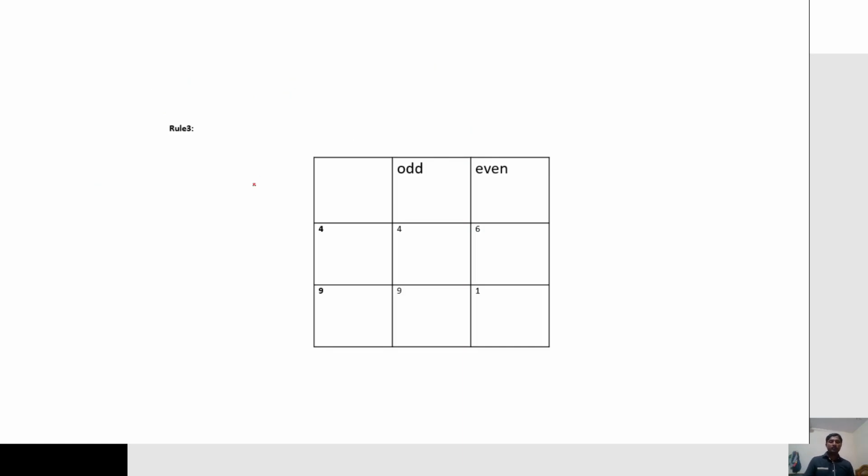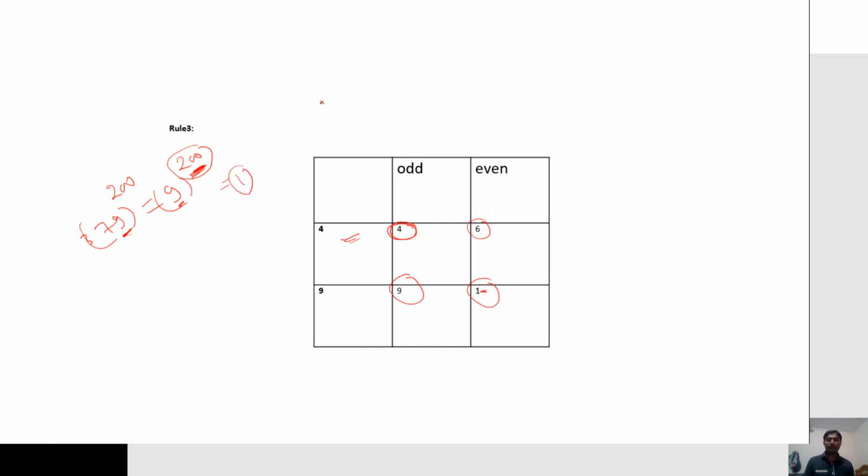So you can see in this table: for 4, if the power is odd, we get unit digit 4, and if even we get unit digit 6. For 9, if the power is odd we get unit digit 9, and if even we get unit digit 1. For example, 379 to the power 200: the unit place is 9, so 9 to the power 200. Is 200 odd or even? The power is even, so in this case we get unit digit 1.